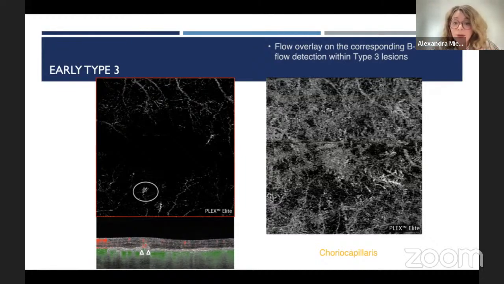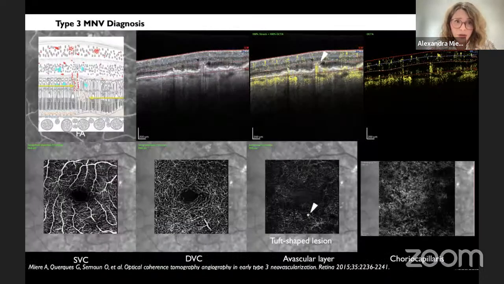So that's why we don't see any correspondence within the choroid capillaries. And this has been shown in many, many papers from our group and from other groups that in type 3 lesions, in most cases, there is no chorioretinal anastomosis, but a retinal anastomosis. So no definitive retinal choroidal anastomosis seen on OCT angiography.